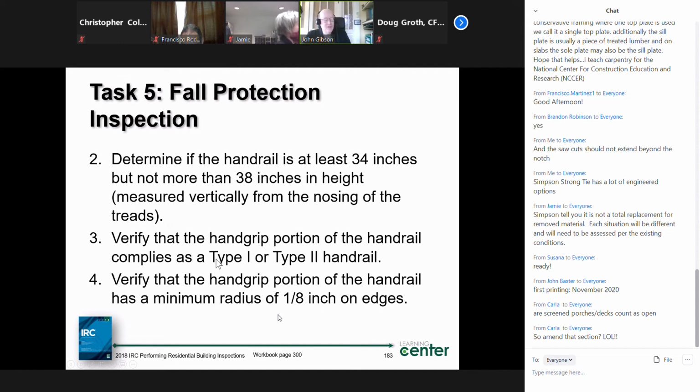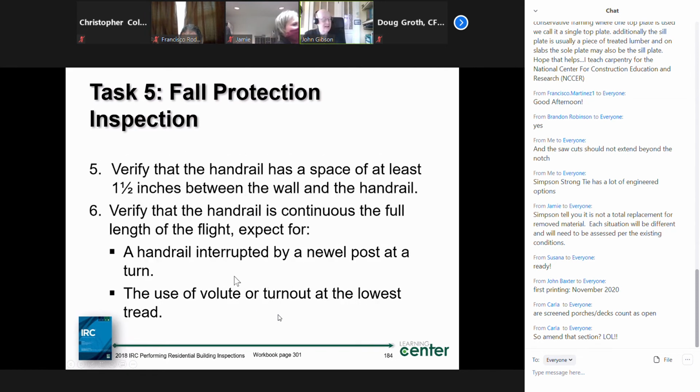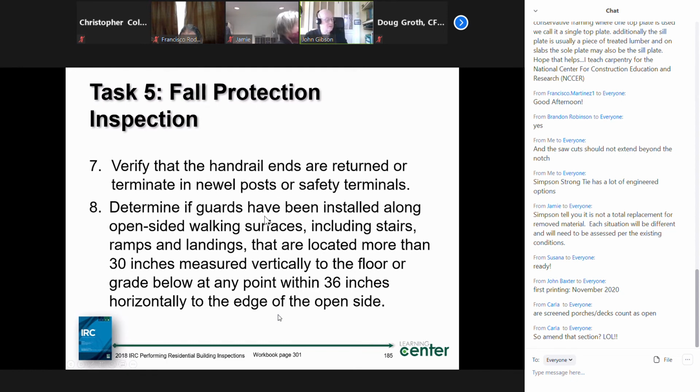Again, it gets very detailed about that type 2 rail, looking at perimeter length and gripping surface. If you've got a question on it, just check the code and see what the language is. It's not worth trying to memorize, to be honest. We need 1.5 inches of gripping space between the rail and the adjacent wall or a tread. Our stair components end in newel posts, safety terminals, volutes.